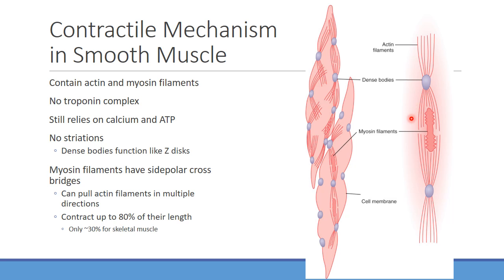What's kind of interesting here is that smooth muscle cells can contract up to like 80% of their original size, as opposed to skeletal muscle, which maybe can only contract by about 30%. That's because the myosin filaments tend to have these side polar cross bridges, where they can pull in multiple directions at once, rather than the skeletal muscle only pulling in one plane of action. So again, just kind of interesting that they can contract even more than the skeletal muscle.